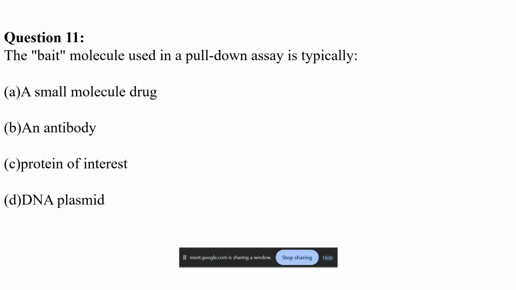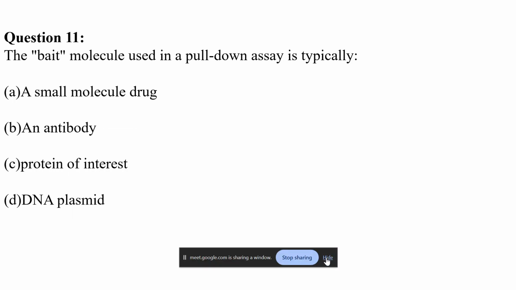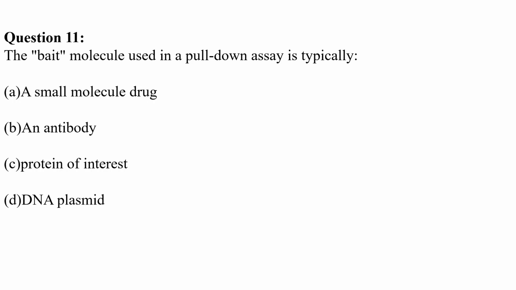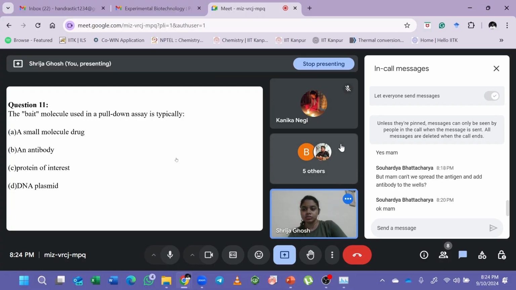Moving to the next question, question number 11. The bait molecule used in a pull down assay is typically: option A, a small molecule drug; option B, an antibody; option C, protein of interest; and option D, DNA plasmid. The bait molecule used in a pull down assay is typically a small molecule drug, an antibody, protein of interest, or a DNA plasmid. Anybody wants to answer?